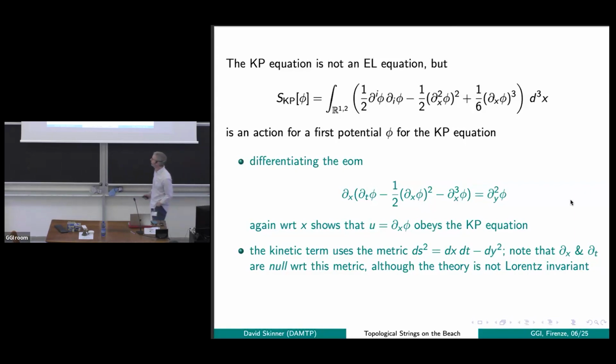Just a strange feature is that the kinetic term, it's a standard kinetic term in 2+1 dimensions, but with respect to a metric that looks like this. And so in particular, sort of surprising from the point of view of waves, x and t here, with respect to this metric, are both null directions. Although the theory is, of course, not Lorentz invariant or not rotation invariant, depending on how you prefer to think of it, because of the interaction and dispersive terms.